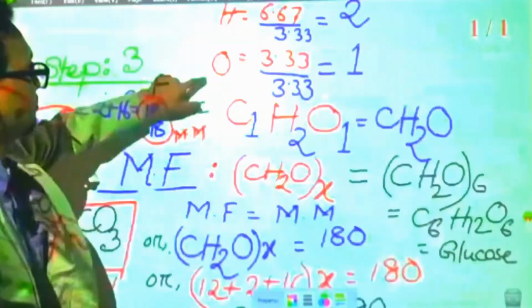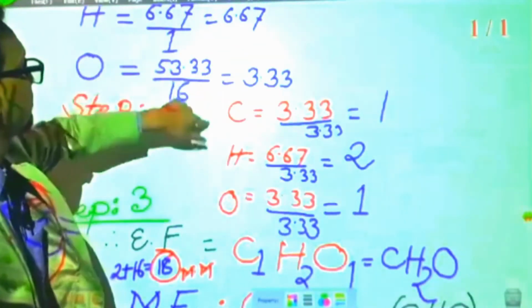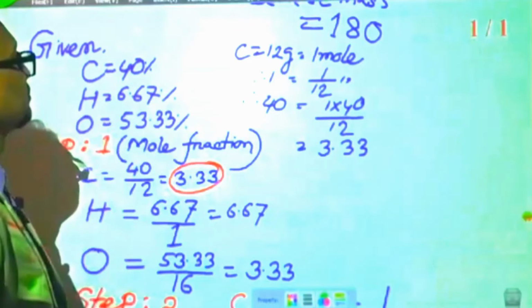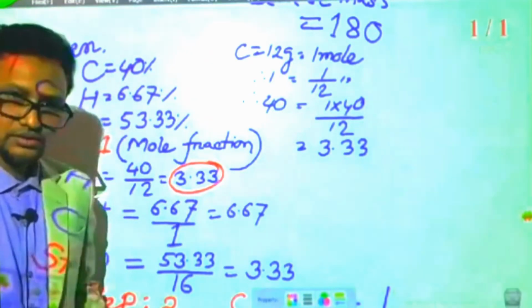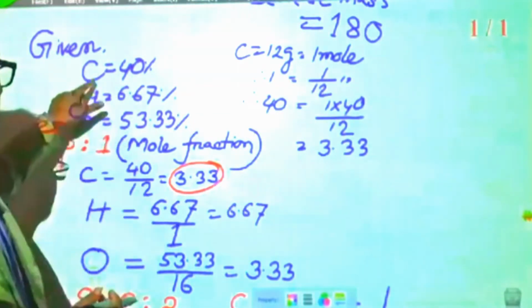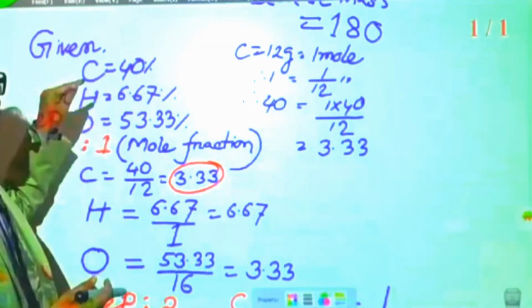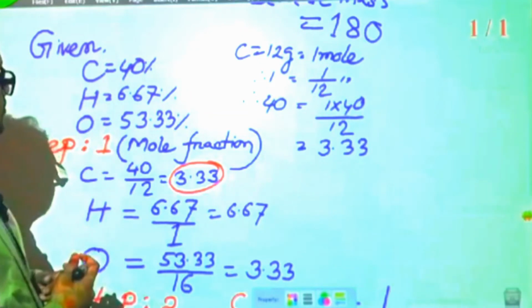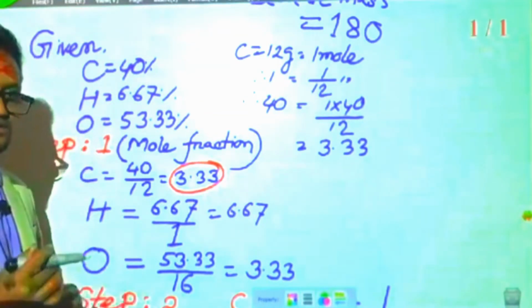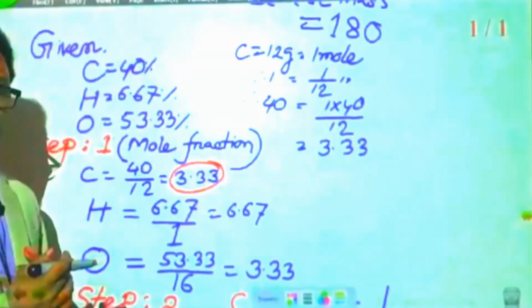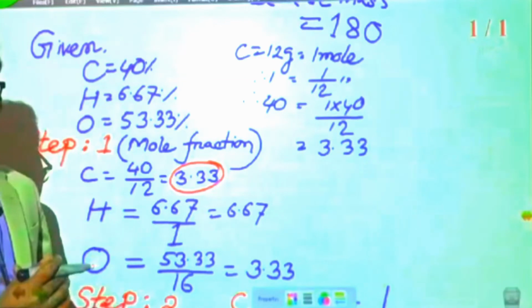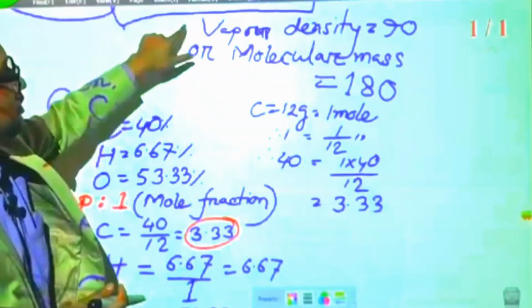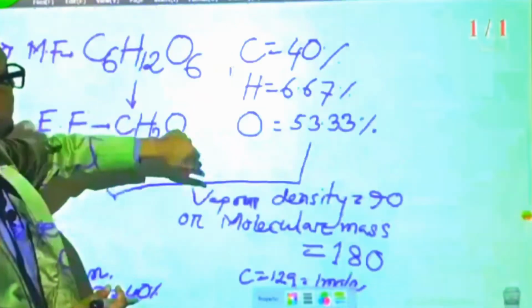We can see the first step so that you can understand. The question was: in an organic compound, the percent composition of carbon, hydrogen, oxygen is 40%, 6.67%, 53.33%. If the vapor density is 90, or the molecular mass is 180, determine the empirical formula and molecular formula.